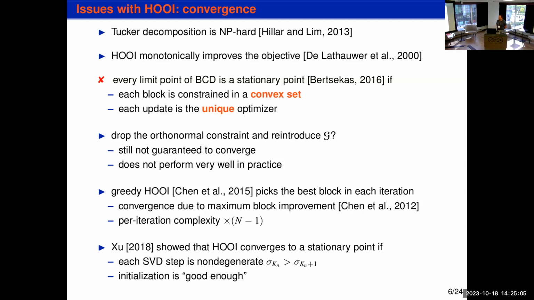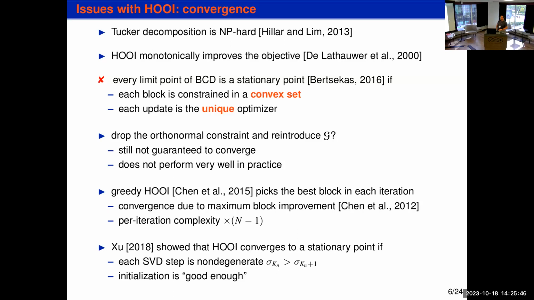There's one way to fix that, which is that you have n blocks, right? So instead of doing this cyclically, you can look at all of the n updates and pick the one that gives you the best improvement. This is in a framework called maximum block improvement. If you do that, then you don't really need that uniqueness assumption for each of the updates to guarantee stationarity convergence. But it's not really very practical, right? Because you essentially increase the per iteration complexity by almost n.